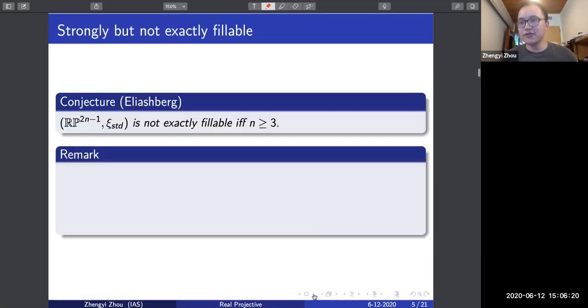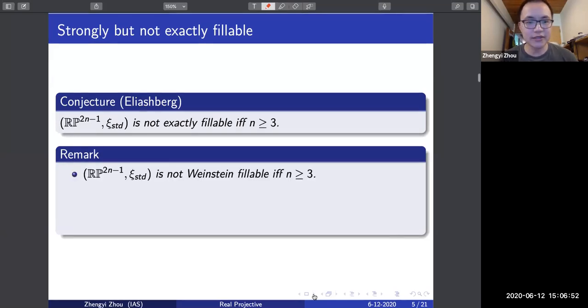The good news about this question is we have a very nice guiding example, which is RP^{2n-1} with the standard contact structure. The standard contact structure comes from the Z_2 quotient of the standard contact structure on the sphere. It is a conjecture of L. that this real projective space with the standard contact structure is not exactly fillable if and only if n is bigger or equal to 3. If this conjecture is true, then we have examples in all higher dimensions.